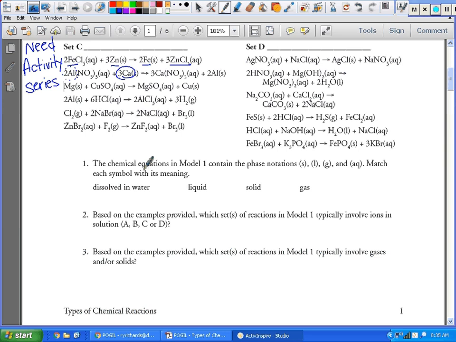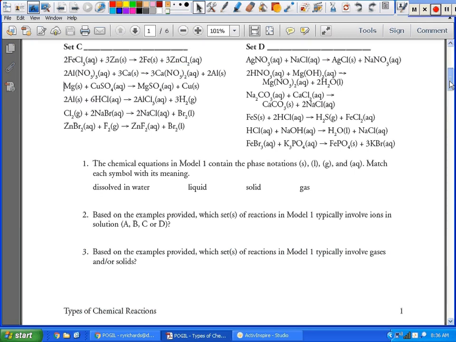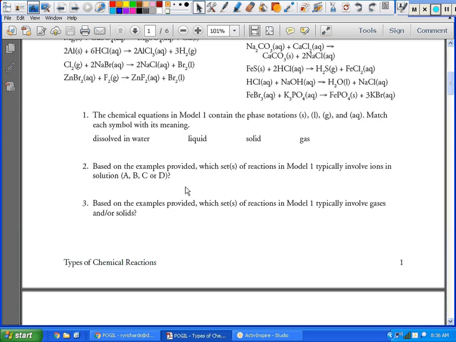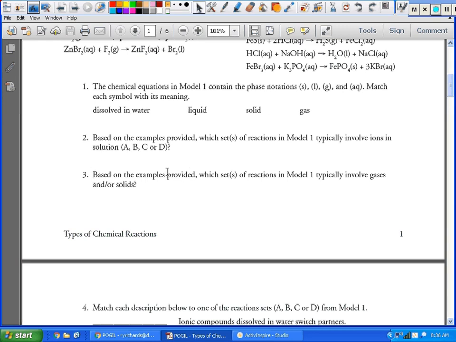Number 2, based on the examples provided, which set of reactions in Model 1 typically involve ions in solution? And that was the part that you had to kind of look at all the sets of reactions. And I think I told you that ions in solution stand for AQ. And which one of them are mostly AQ? C and D. Okay, because like I said, a lot of these are going to end up being C's and D's. And whenever we get to electrochem reactions, we'll talk about those. And number 3, based on examples provided, which set of reactions in Model 1 typically involve gas or solids? A and B, very good.